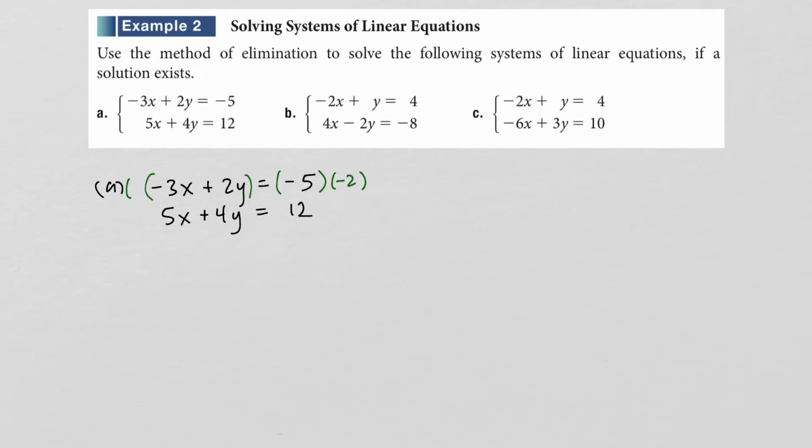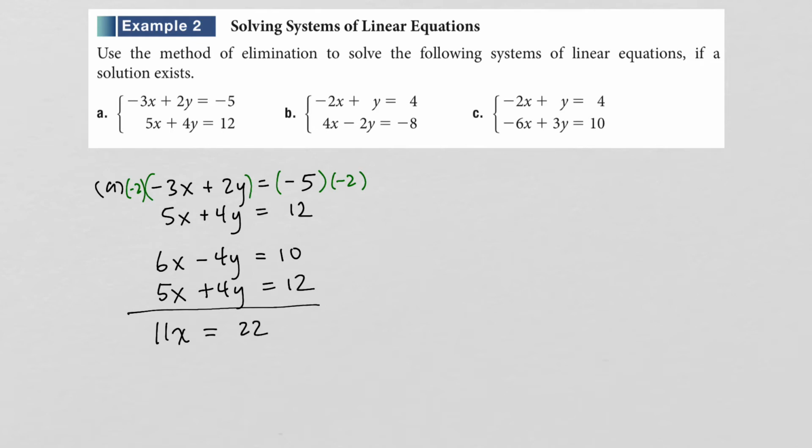If I multiply both sides here by negative 2, and I distribute, I end up with 6x minus 4y equals 10, and the second equation is the same. And now you can see that we have negative 4y and positive 4y. Now one other note that I want to make is I had to multiply by negative 2 because the only way these cancel is if they have opposite coefficients, right? So we need one negative and one positive. From here, if we add these together, we get 11x is equal to 22.